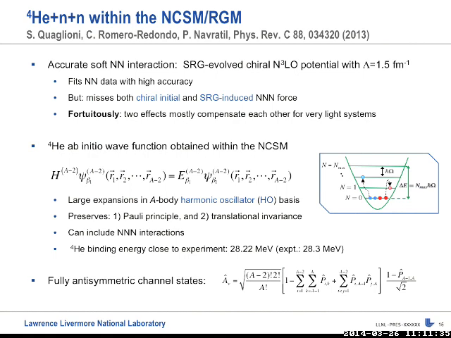And now the channels are antisymmetrized in full, and there are a bunch of permutation operators that one has to calculate in order to do the full antisymmetrization.